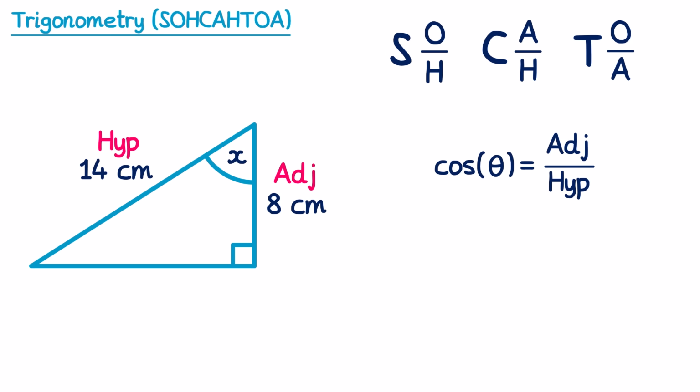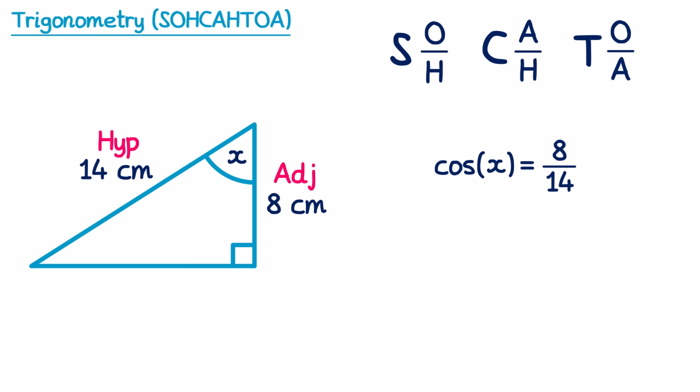This time we don't know the value of the angle, that's the missing information x. So we replace the theta with an x. Now the adjacent we do know, that's 8, and the hypotenuse we do know, that's 14. So we end up with this equation here: cos of x equals 8 over 14.